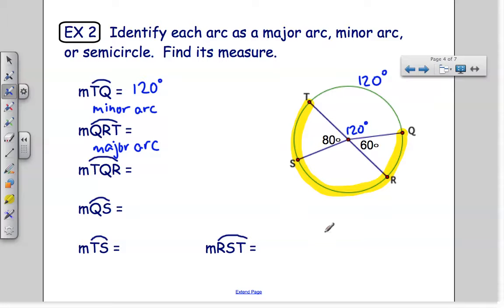And what does it measure here? Well, in this case, I might say this is everything but 120 degrees. So for that one, I would probably do 360 minus 120. Now the whole circle would be 360. This arc, QRT, is everything but 120. So 360 minus 120, looking at 240 degrees for that arc.